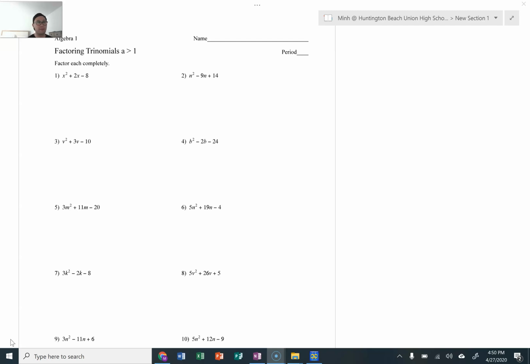I know what we did with a is equal to 1. A lot of you guys were probably trying to figure out, can I do this with mental math? And the answer is probably yes. But that's only when a is equal to 1. When a is greater than 1, it's a little bit trickier, right? Let me just go and do a quick review. So let's do number 1.